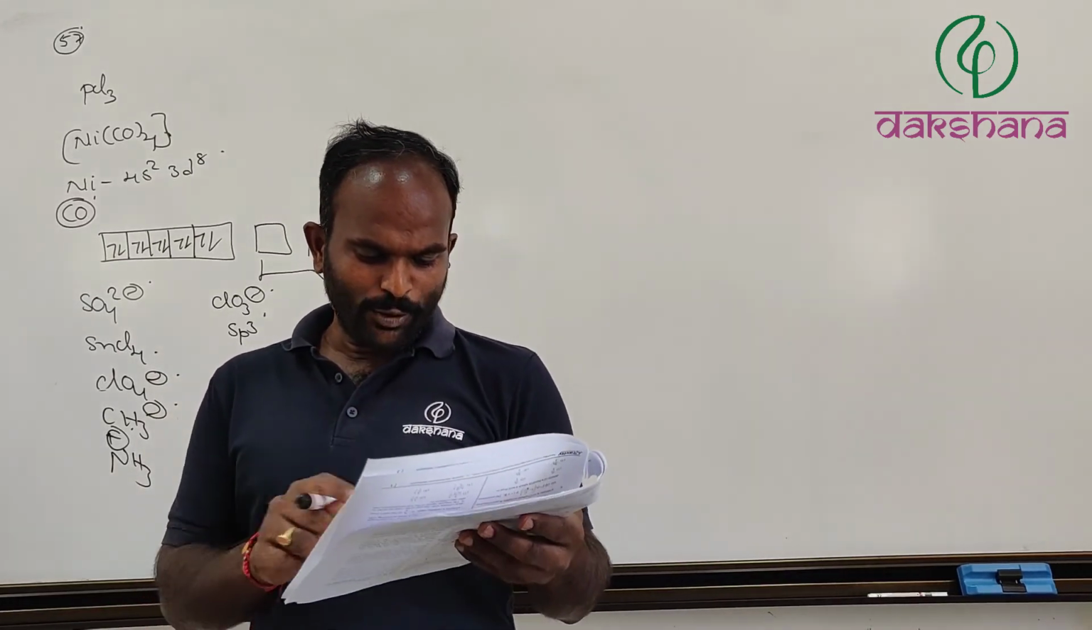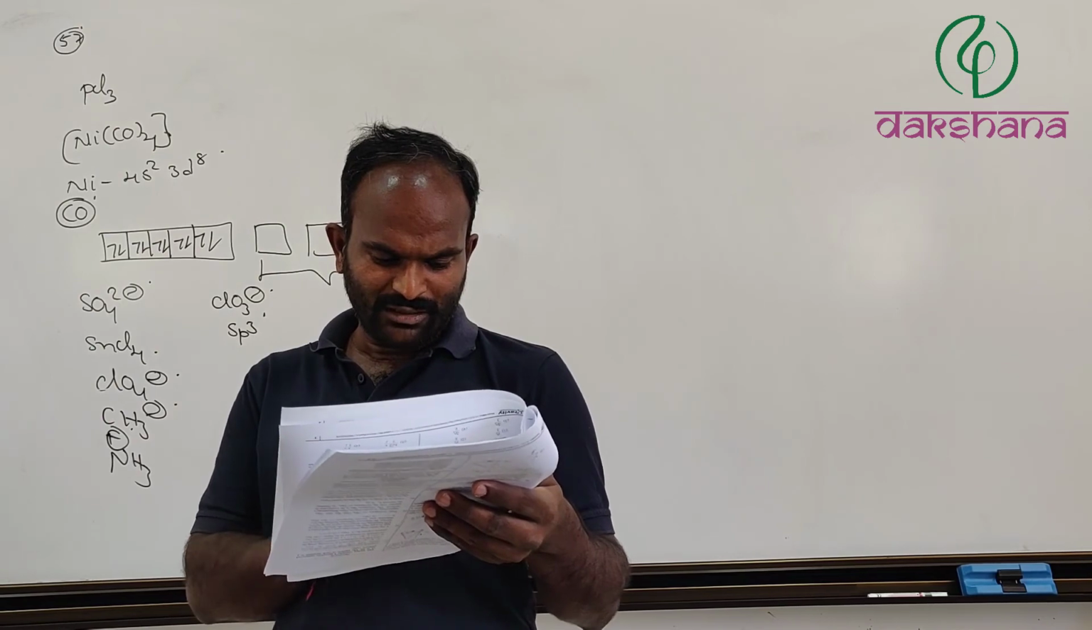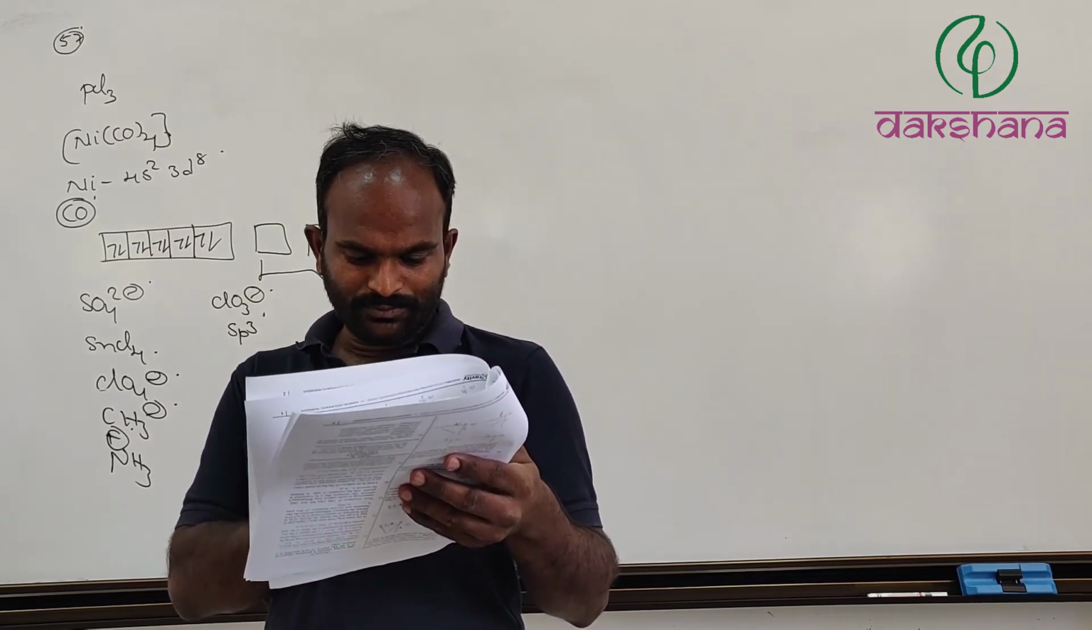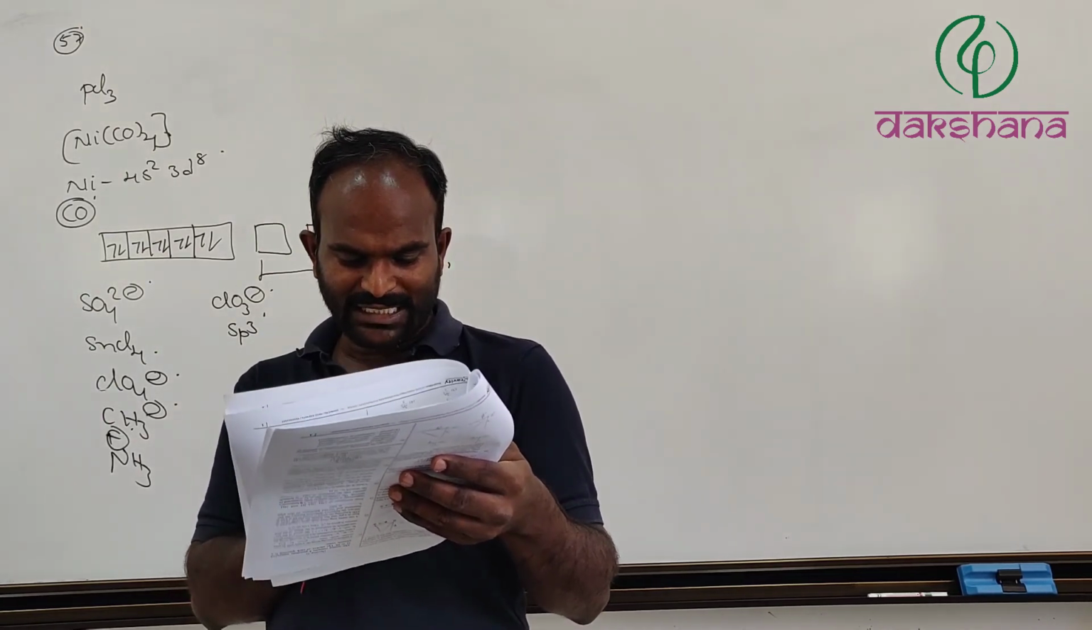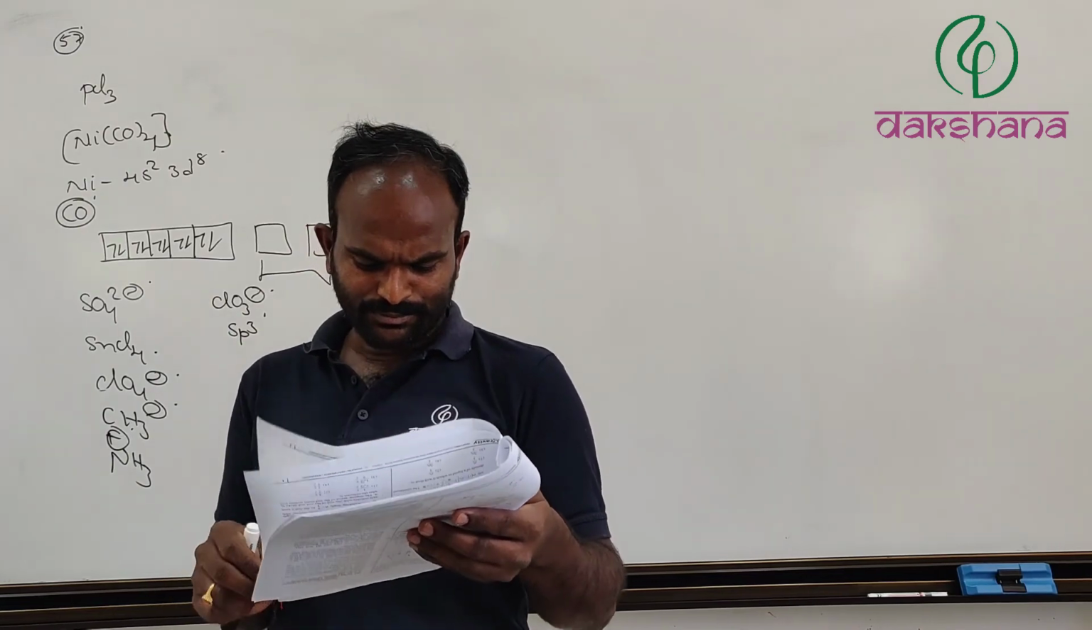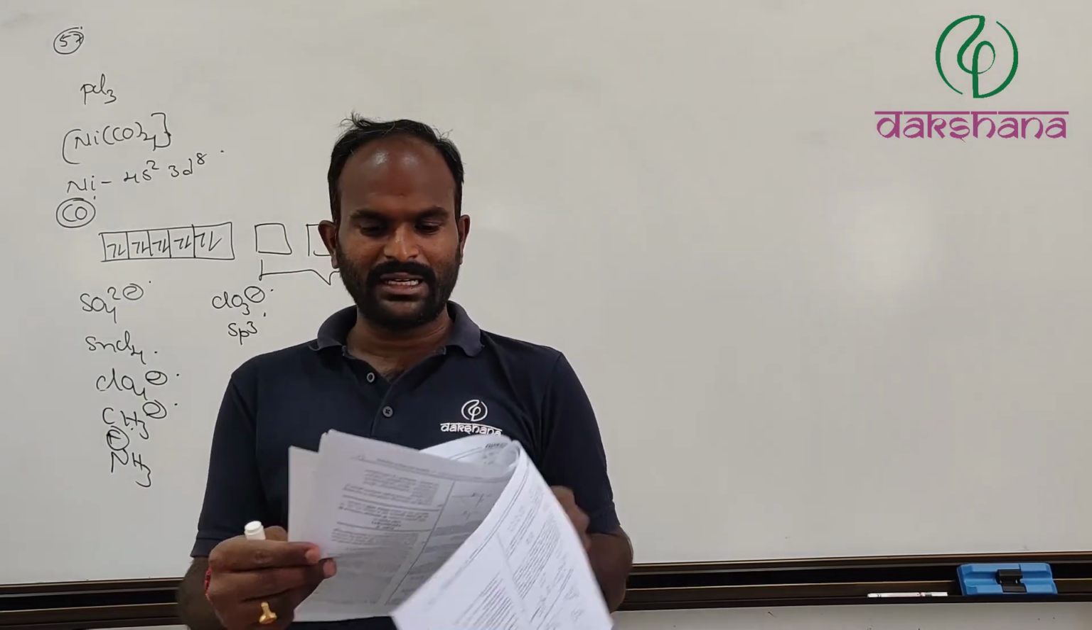Therefore, how many are there? 1, 2, 3, 4, 5, 6, 7, 8. So these are done.